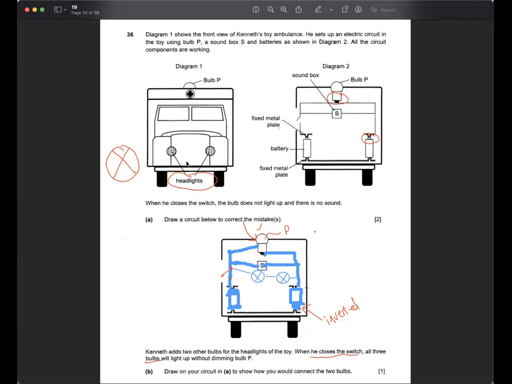How about if I want the headlight to be as bright as the siren? Sorry, as the bulb P. How do you do? If I want the headlight to be as bright as the P, what can you do to make them as bright?